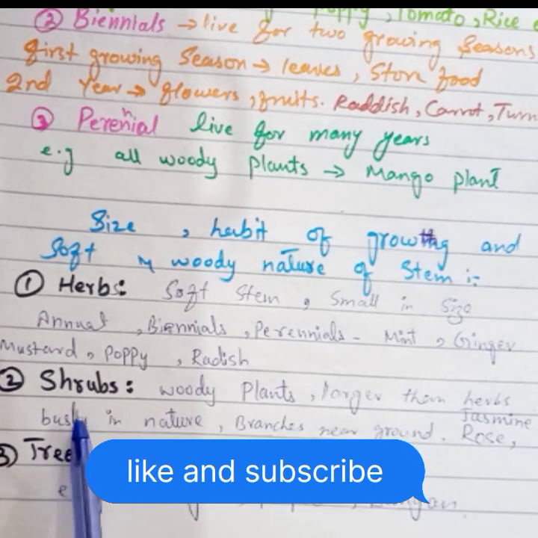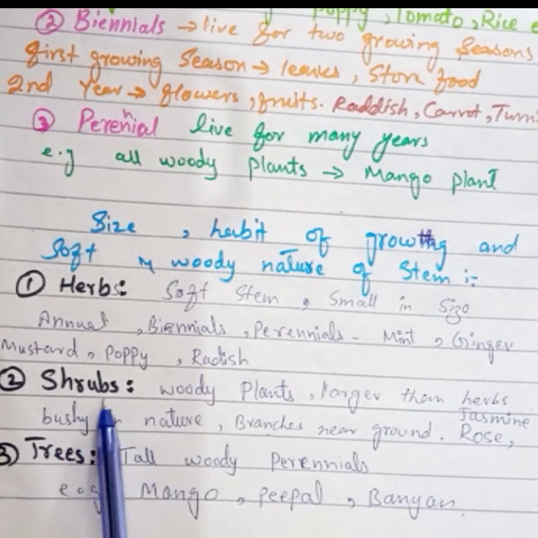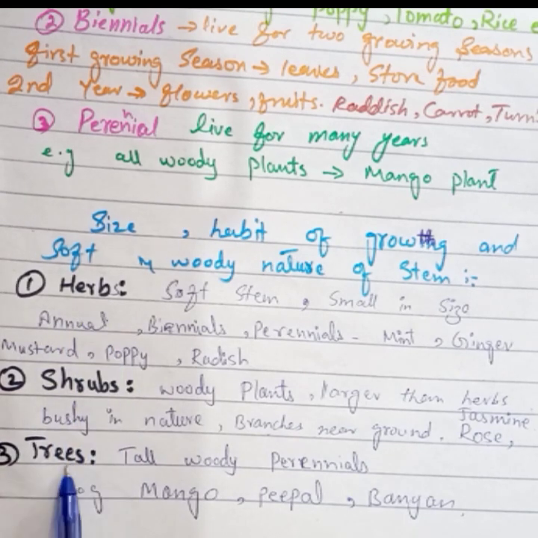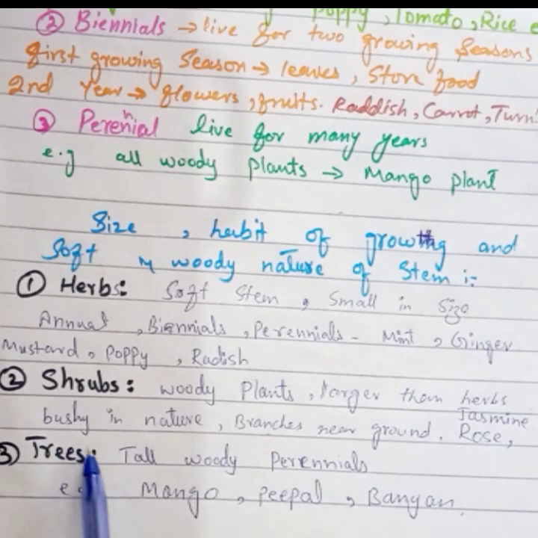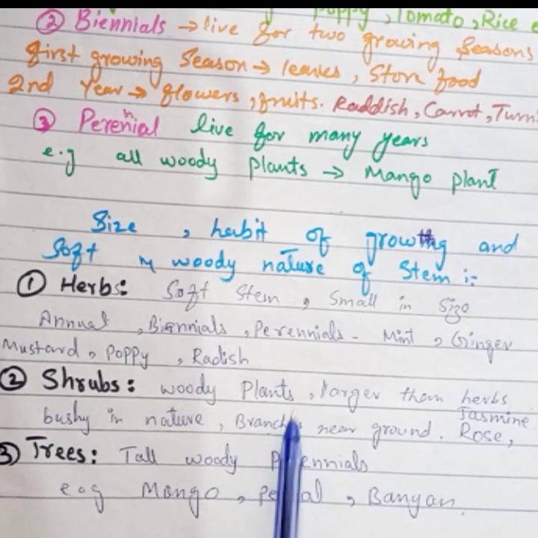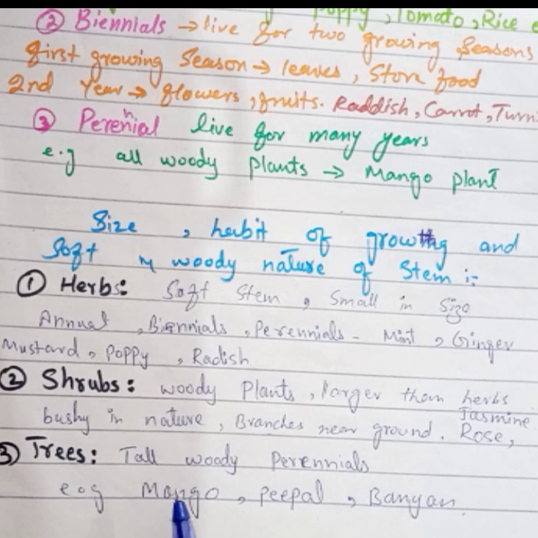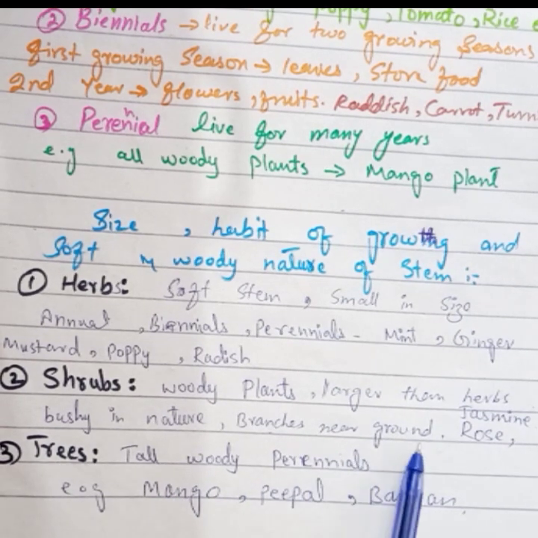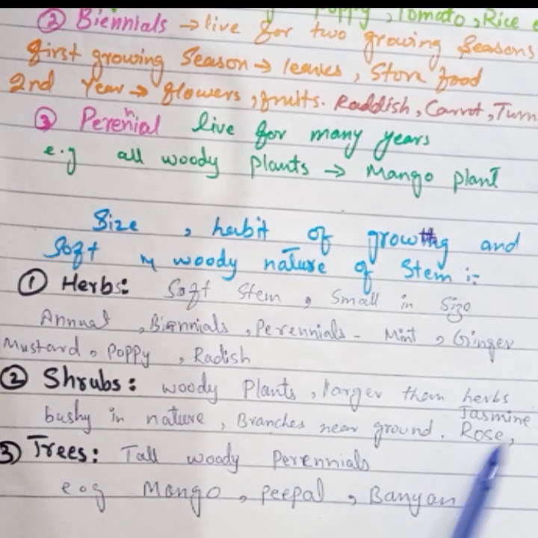Okay, next one is shrubs. So shrubs are basically those plants which are taller than herbs, and they are smaller in size than trees. They are between herbs and trees. So shrubs are woody plants and are larger than herbs. These are bushy in nature, and their stem branches are near the ground. The branches will be near the ground. You can imagine a rose plant or jasmine plant, and you see that these are the examples of shrubs.